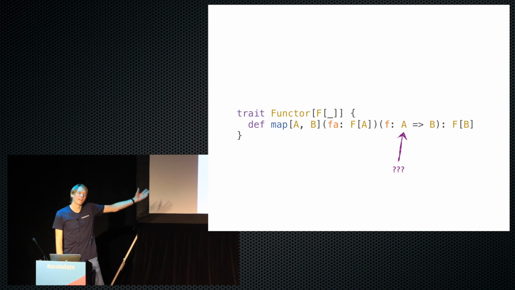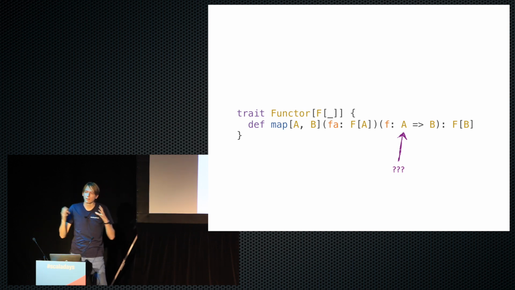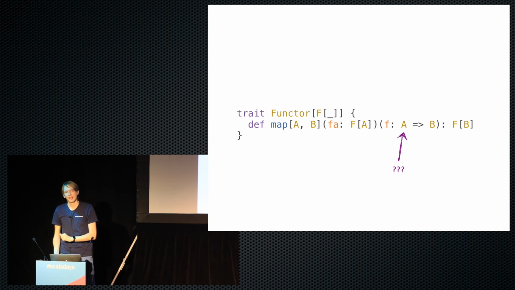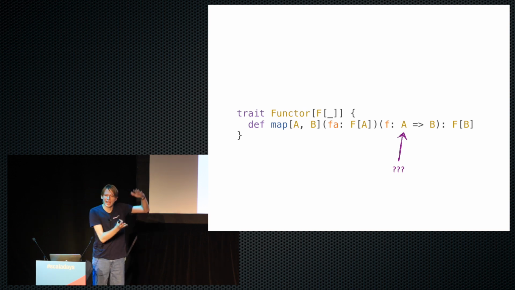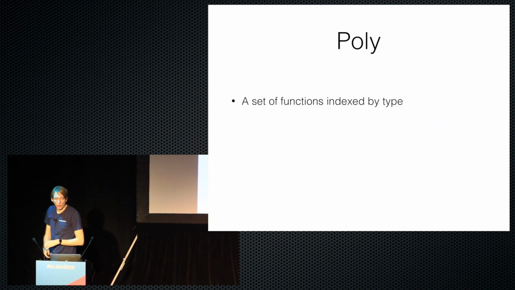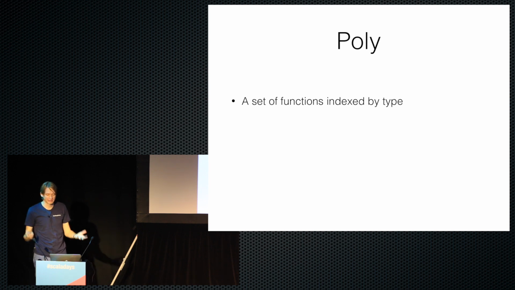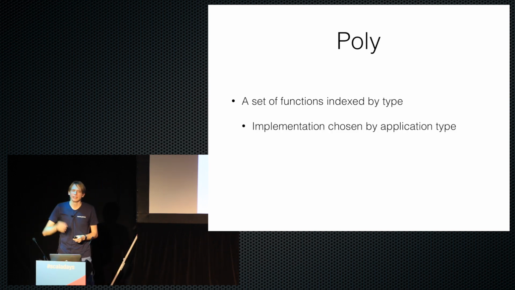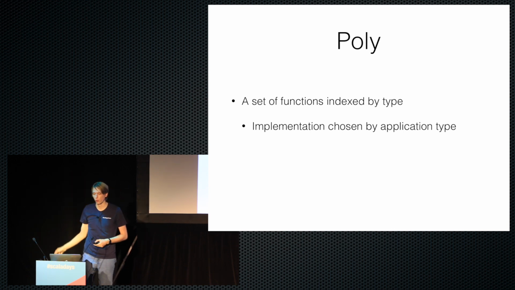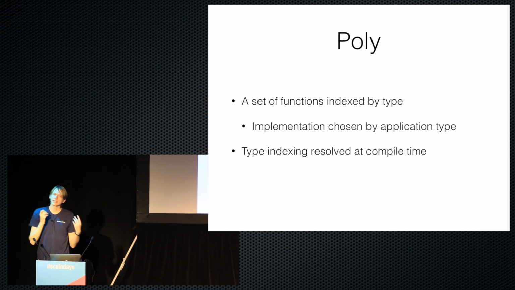Well, clearly we would need a way of representing this function so that we can have a function that takes many different a's and maybe even returns many different b's. And we can select at compile time which case of the function we're working with. So a set of functions indexed by type. And we want to be able to choose the implementation of this function depending on which type in the HList we're applying to. We want to do this at compile time.